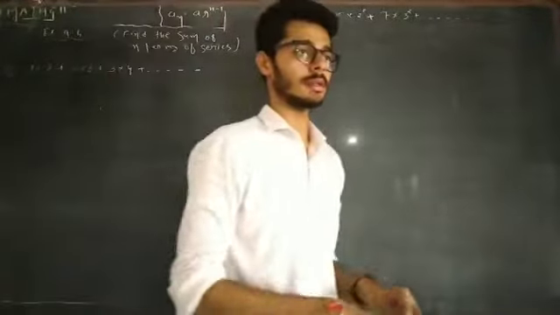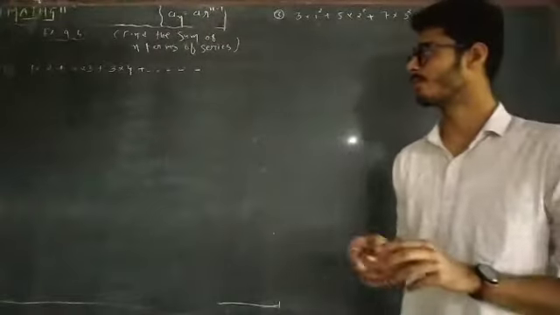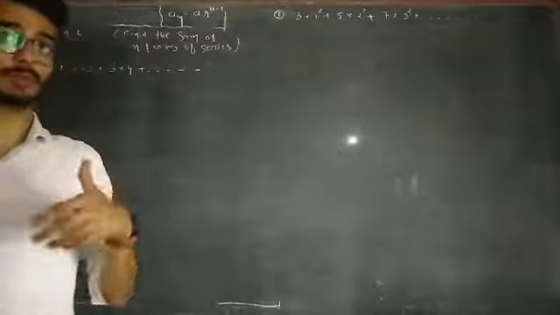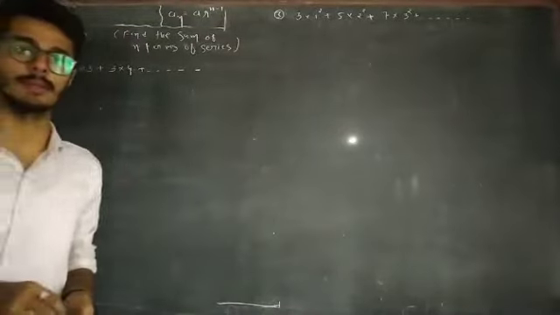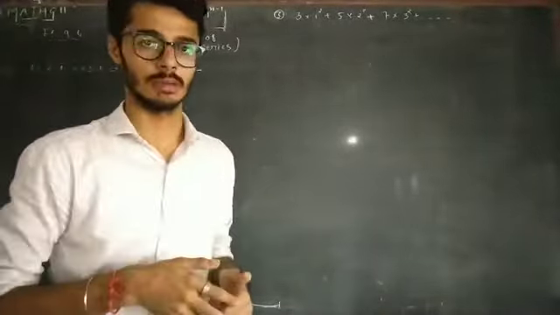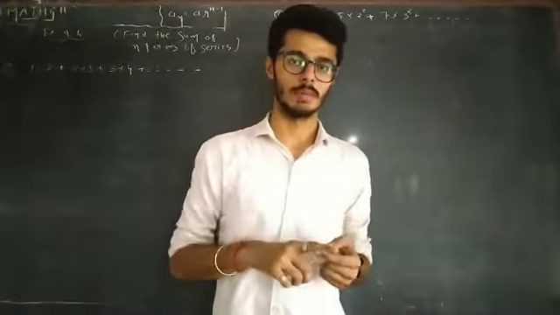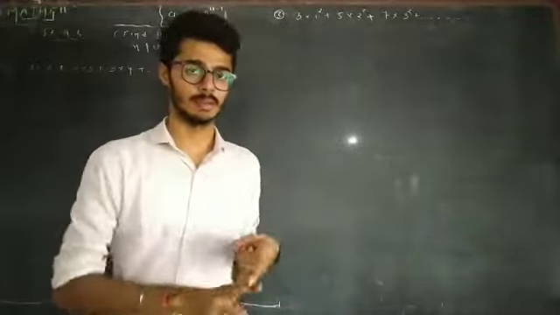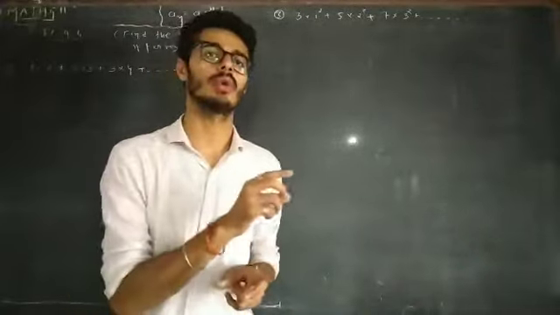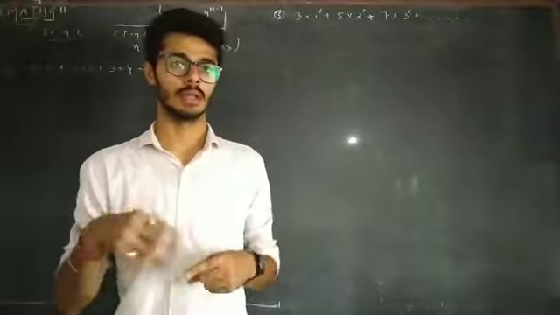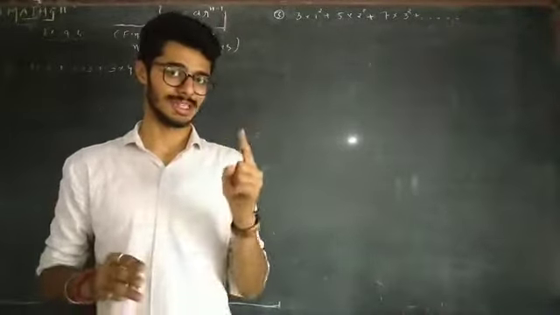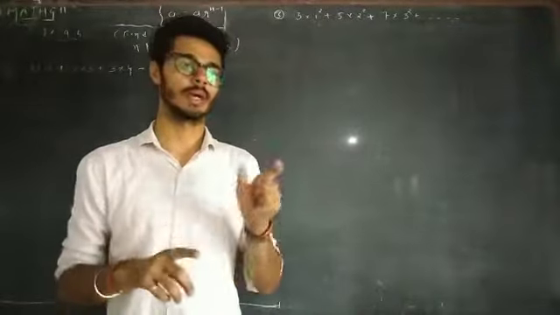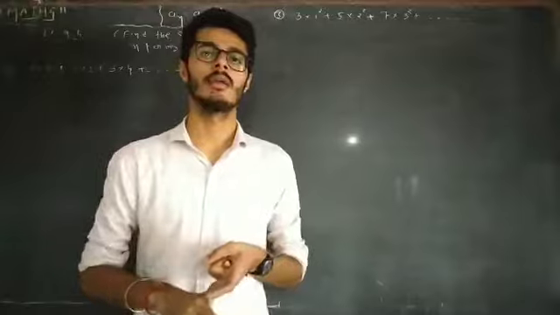Let us start our exercise number 9.4. Before starting this exercise, we remember the formulas from the previous lecture. What we have studied: the sum of the first n natural numbers, which is n into n plus 1 divided by 2. Then the sum of squares of the first n natural numbers, which is n into n plus 1 into 2n plus 1 divided by 6. Then the sum of cubes of the first n natural numbers, which is n square into n plus 1 whole square divided by 4.